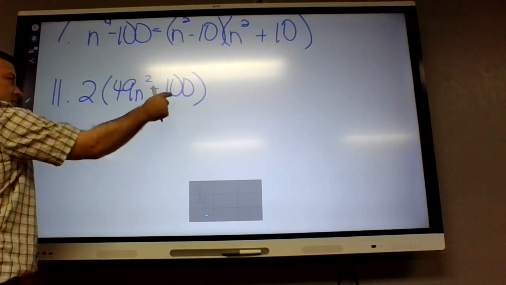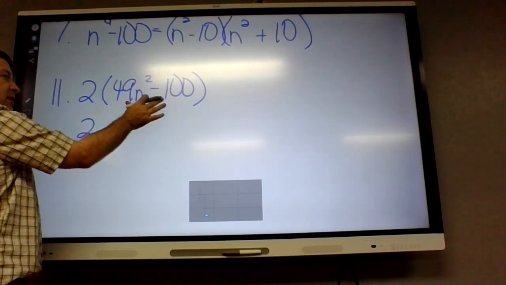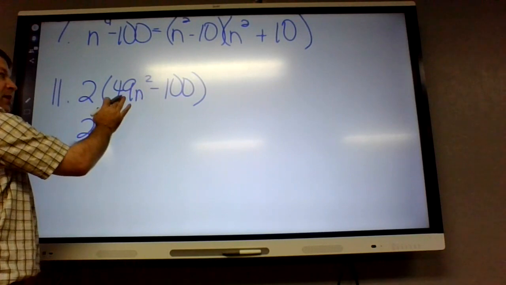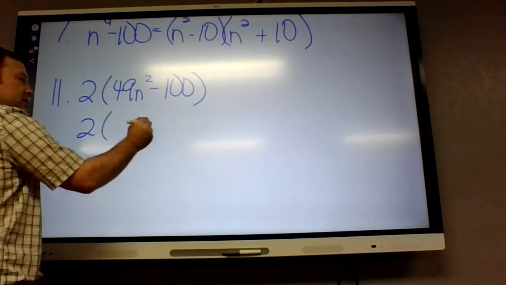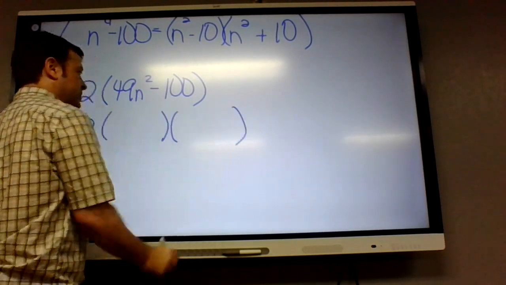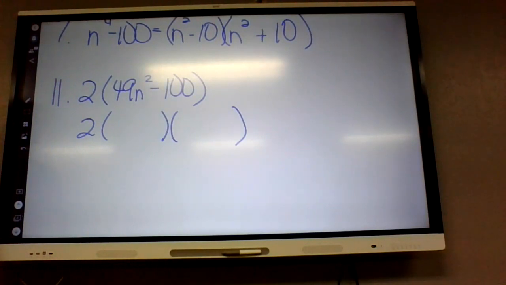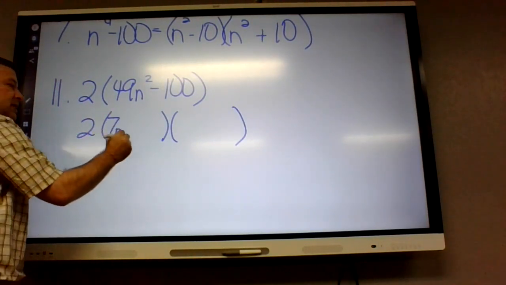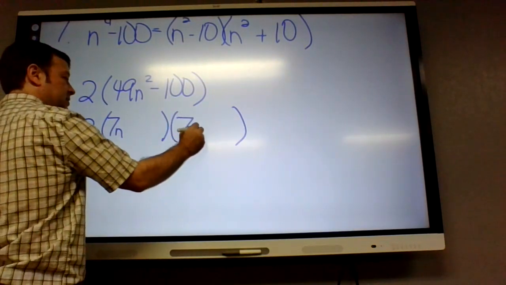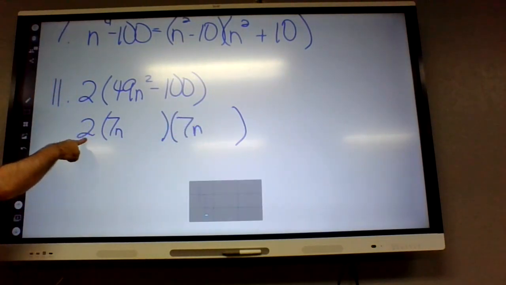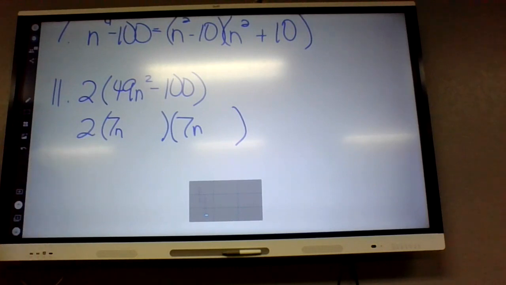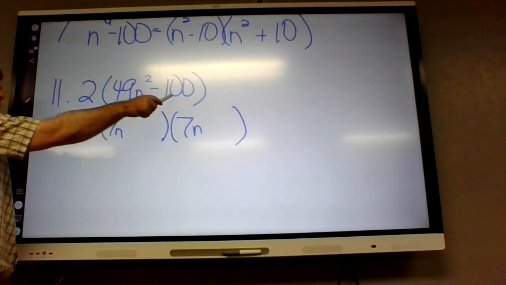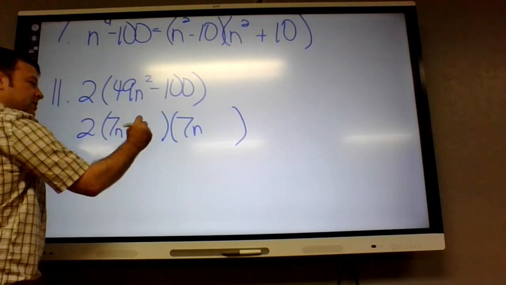Guess what? Whoa, that's crazy. What's leftover is now a square minus a square, because what squared equals 49? 7. So we get 7n and 7n on the front. Notice I did not throw this 2 away. You gotta keep it out there. I have to take half off, you don't. And then what? Minus 10. Yeah, we already did the 100 thing.